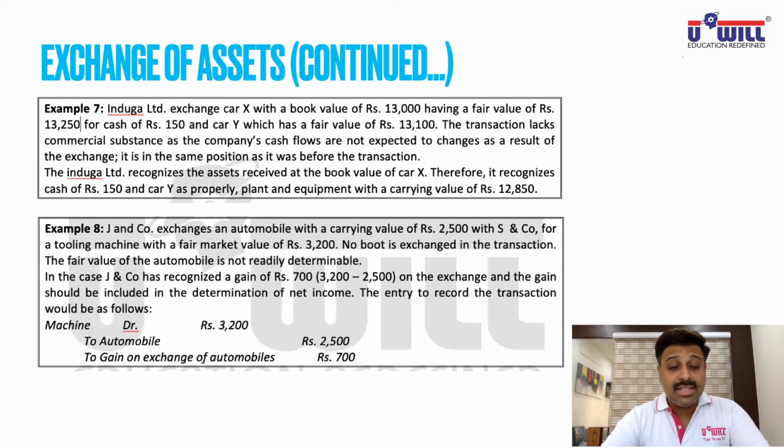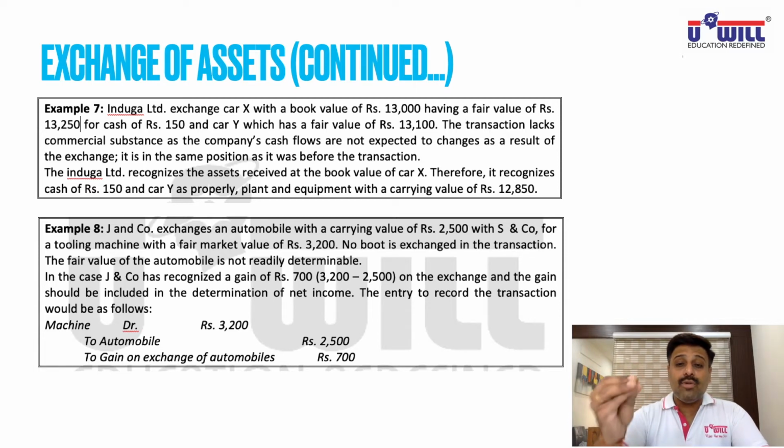So in this case, J&N Company has recognized a gain. Means you will record the new machine at 3,200. You are giving an old machine of 2,500, so 700 is your gain on the exchange, and the gain should be included in the determination of net income. The entry to record the transaction would be as follows.